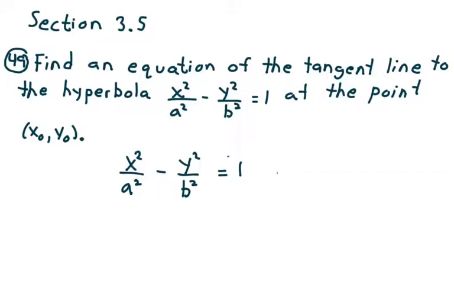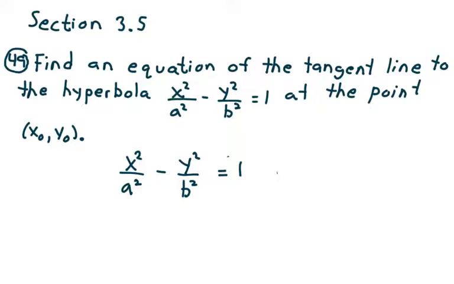This is a video from section 3.5. We're going to look at problem 49. Find an equation of the tangent line to the hyperbola x squared over a squared minus y squared over b squared equals 1 at the point x naught, y naught.